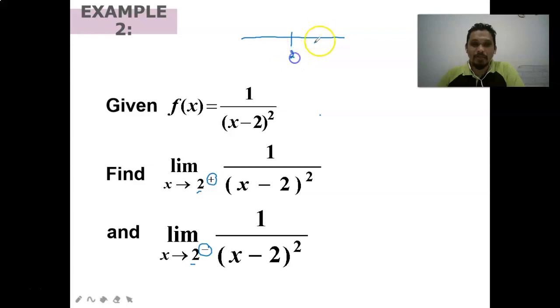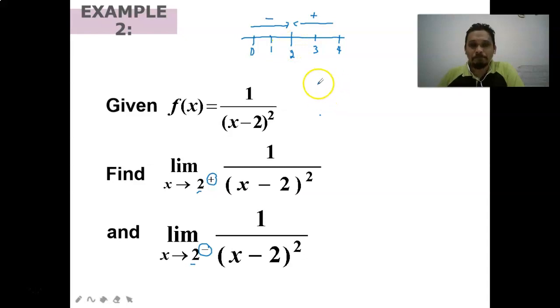So x is approaching 2 from the left, and x is approaching 2 from the right. From the right we have 4, 3, 3, 2.5, 2.4, 2.3, 2.2, 2.1, 2.01, 2.001. Getting closer and closer. And from the left: 0, 1, 1.5, 1.6, 1.7, 1.8, 1.9, 1.99.